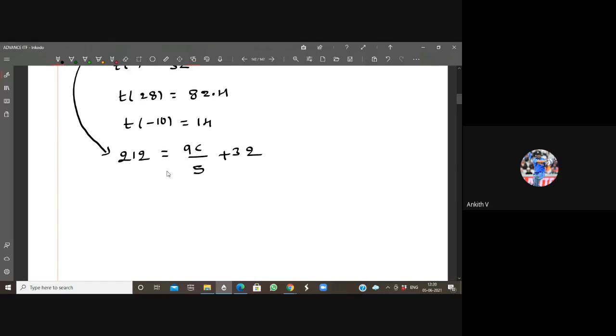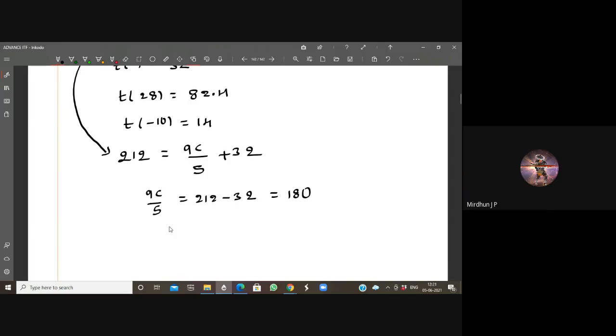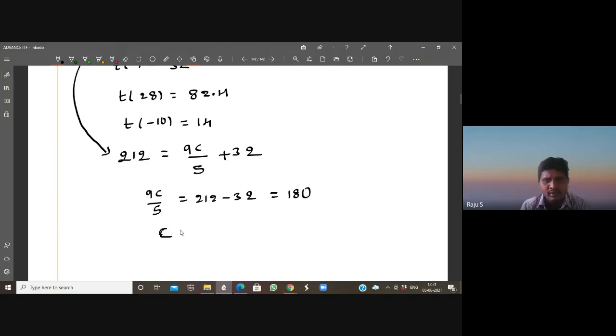Yes, sir, 100. Okay, so 9C by 5 is equal to 212 minus 32, which is 180. 180, sir. 180 into 5 divided by 9. So C is equal to 180 into 5 by 9. So 20 into 5, 100. 100, right answer. 100 is the right answer.